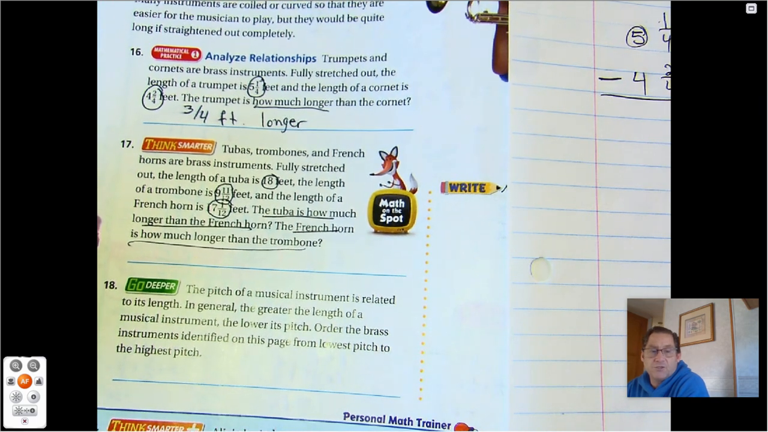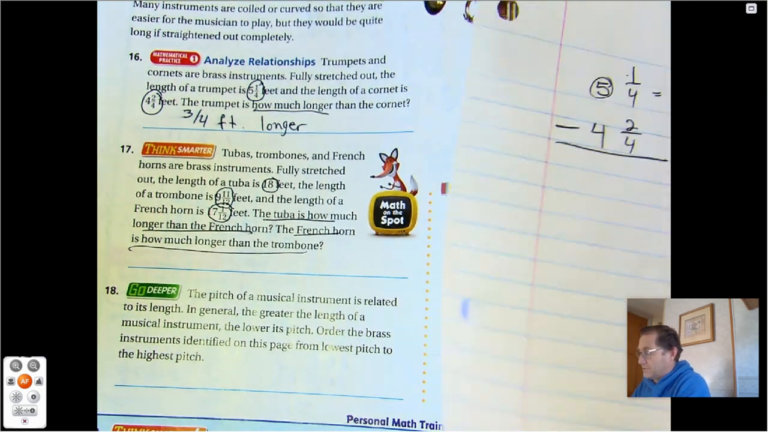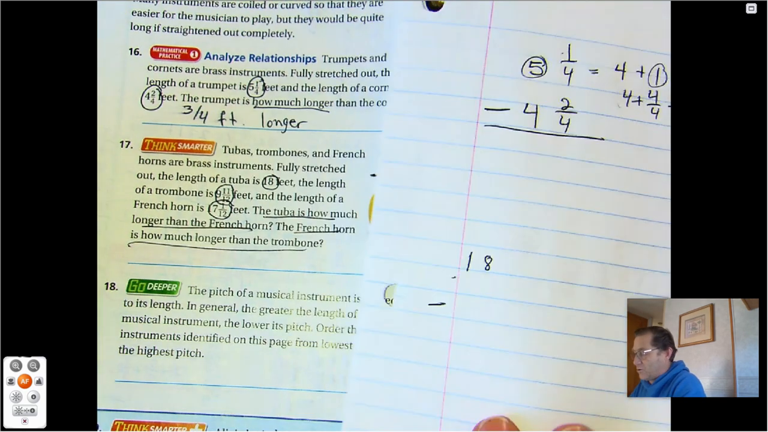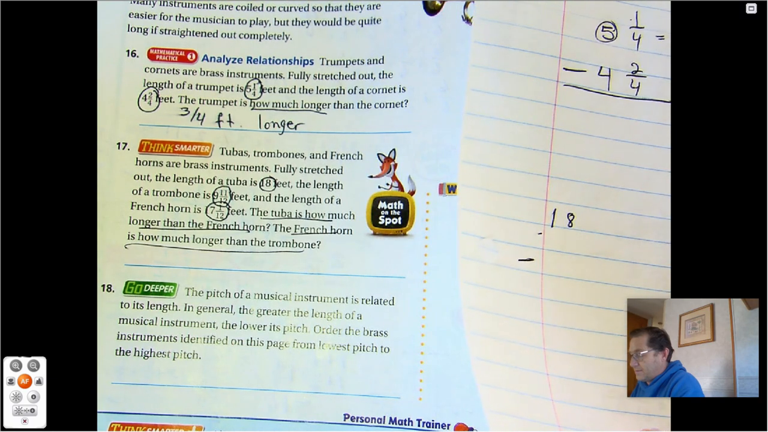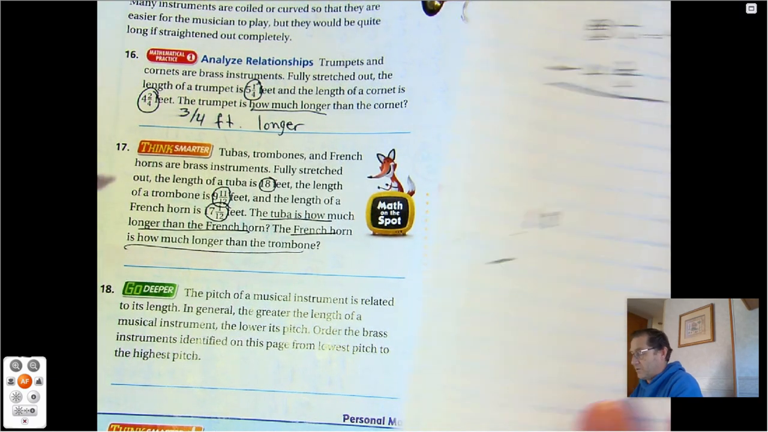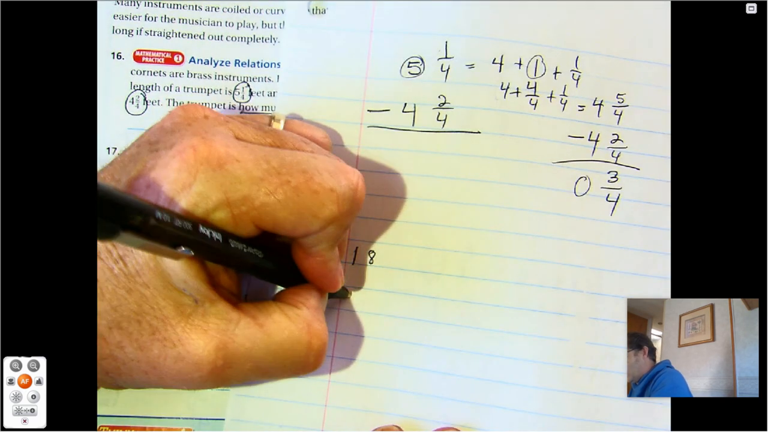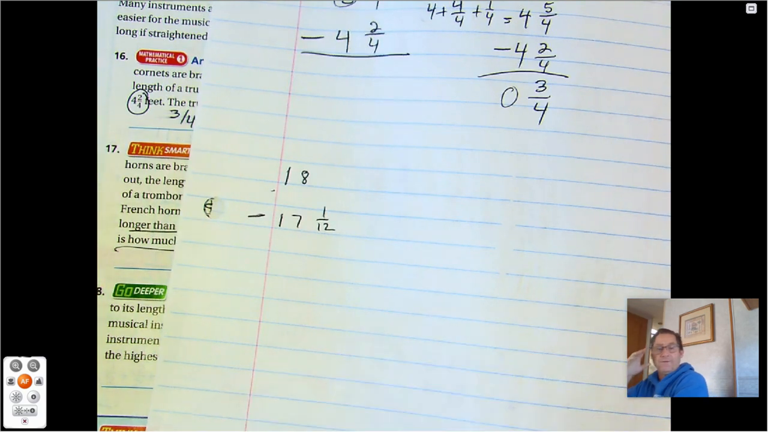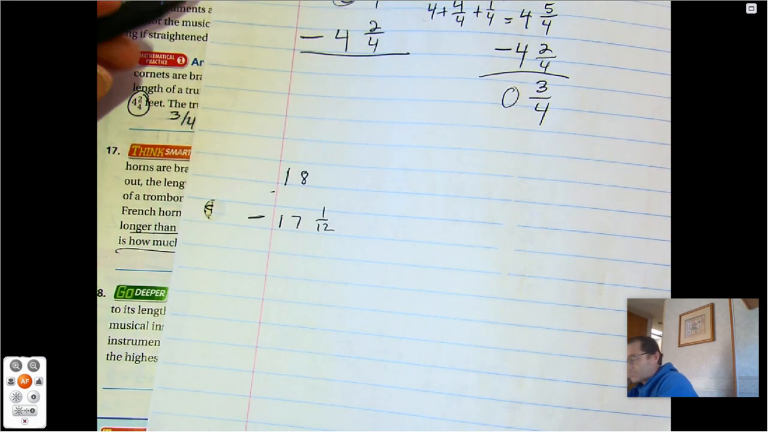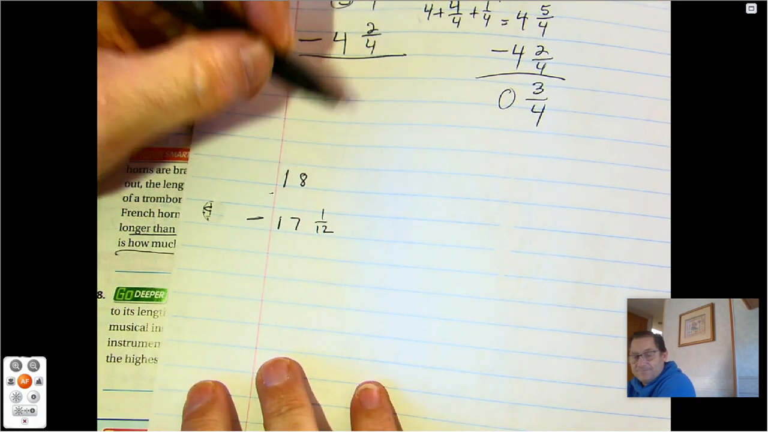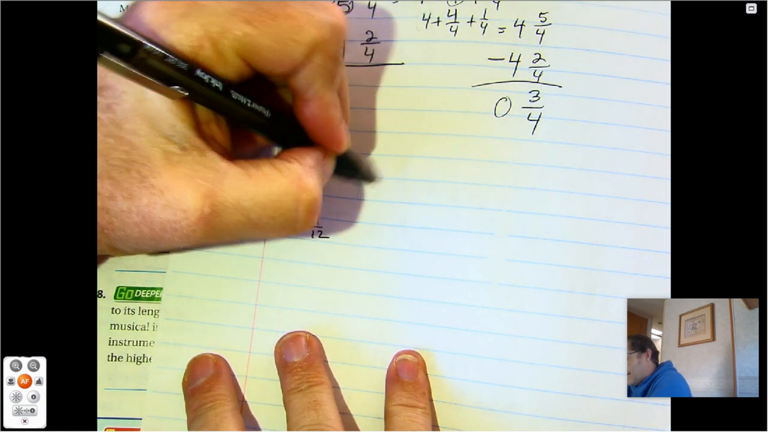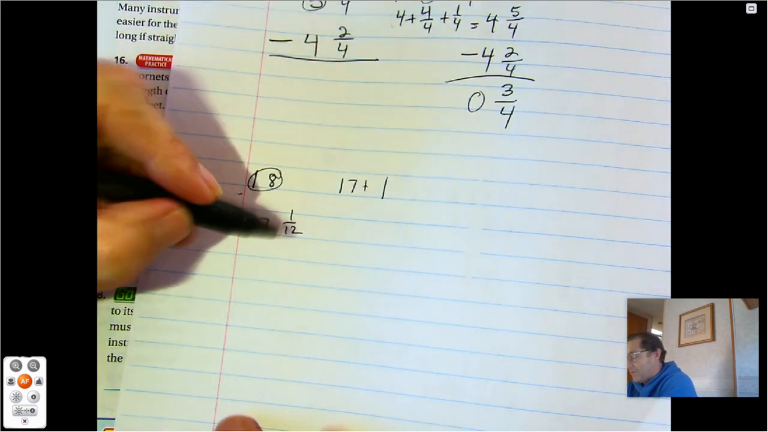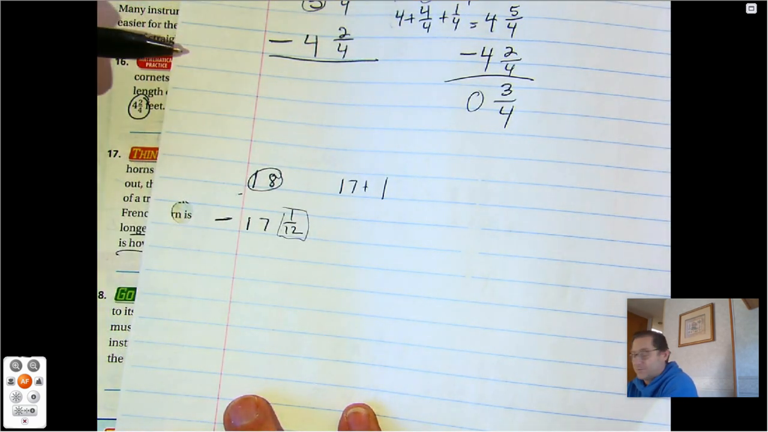So our first one is the tuba and the French horn. The tuba is 18 feet. So 18 take away the French horn. French horn is 17 and 1/12. All right, well, I need to rename the 18 as 17 plus 1. I'm going to use the denominator of this one to rename the 1.